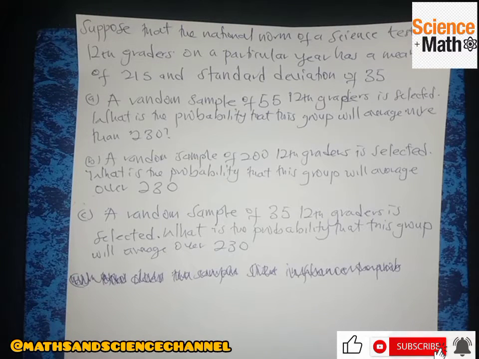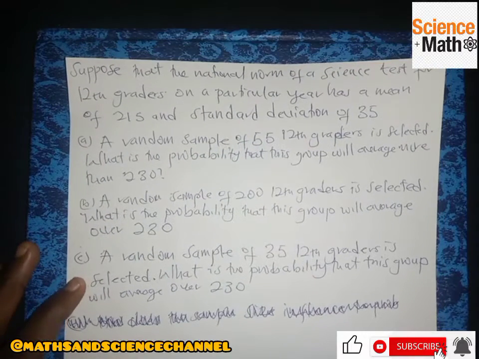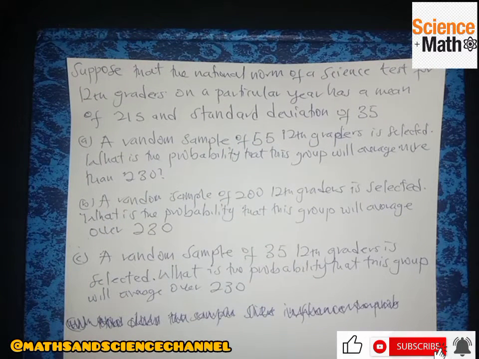Now this is the first part of the sample distribution. So we have the question over here. The question says that suppose that the national norm of a science test for 12th grade students in a particular year has a mean of 215 and a standard deviation of 35. So let's write these parameters out.